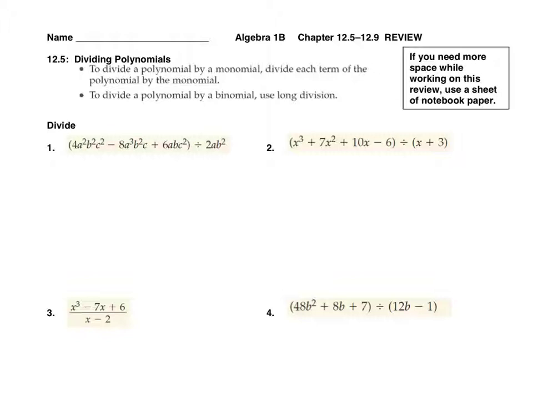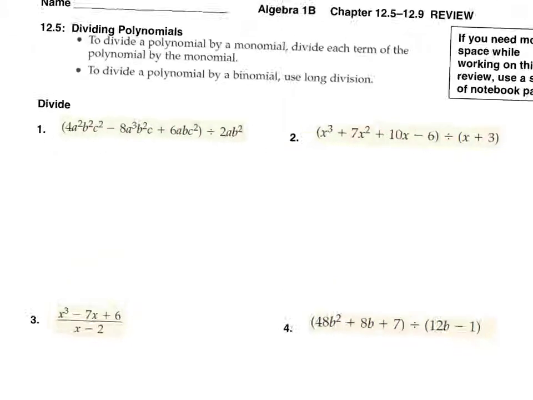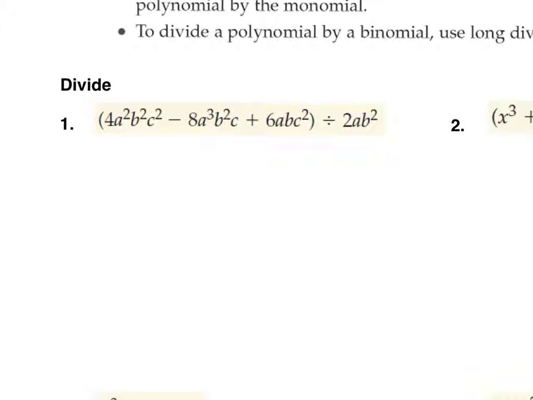Now there's two ways that we do this. If you're dividing by a monomial, like in number 1, see how this is just a monomial? Then all you're going to do is divide each term by that monomial. Basically, let me zoom in here. You're going to take each one of these terms and divide it by 2ab squared. And if you want, you can take this little shortcut that I'm doing and just write 2ab squared underneath each one of these.